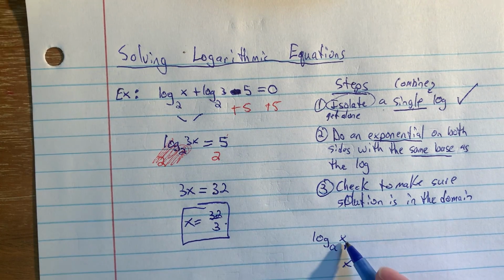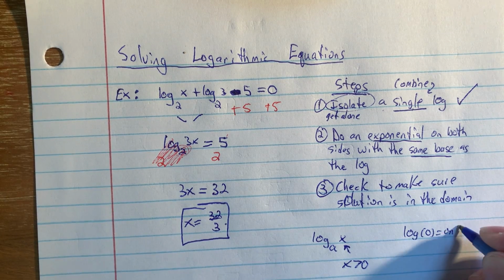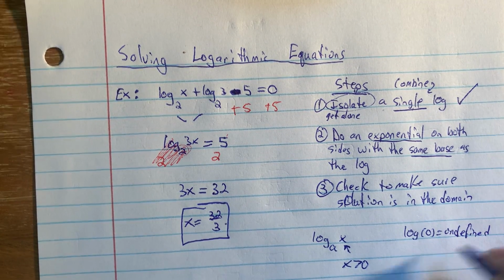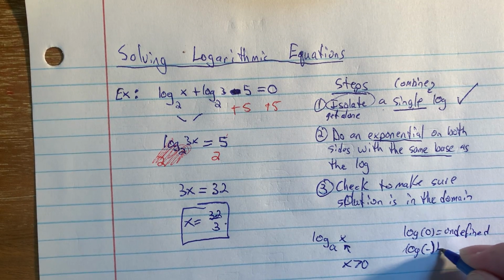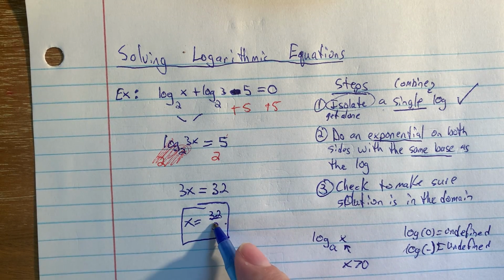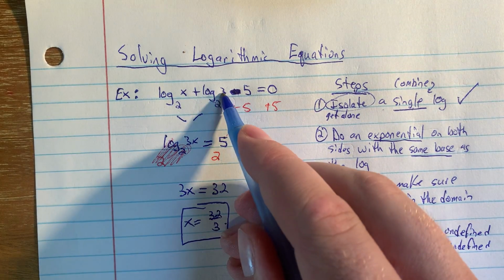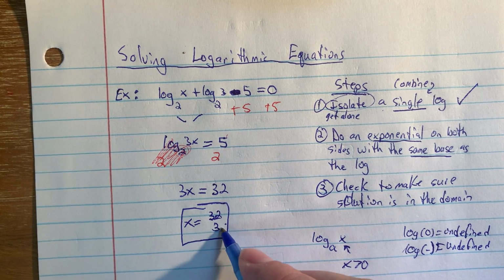If you ever try to do the log of 0 or the log of a negative, it is undefined. Log of negative anything really is undefined. So if you ever get a solution, you need to at least check to make sure the inside of the log isn't negative or 0. And it's very quick to do.